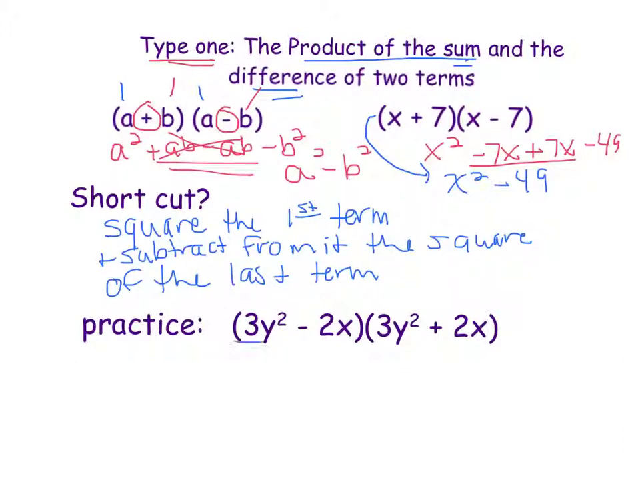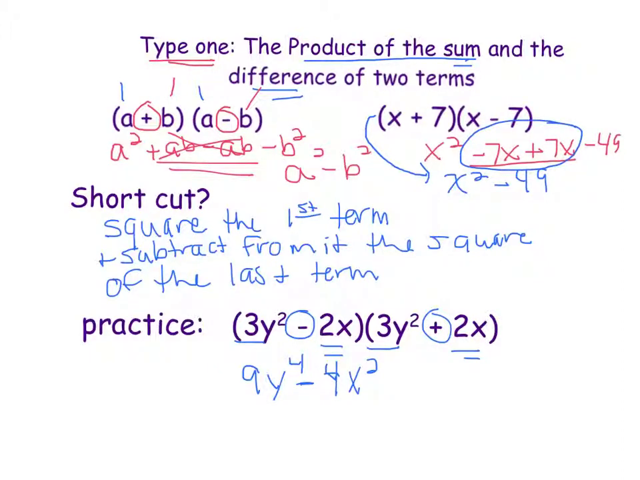So to practice, I'm going to check to make sure that it fits. So my first terms are the same, my last terms are the same. One is addition and one is subtraction. So I'm going to square the first term. 3y squared is 9y to the fourth. I'm going to square my last term, so 4x squared, and it is going to be subtraction. And again, the reason this works is because every single time the inner and the outer turn out to be opposites, so they cancel out.